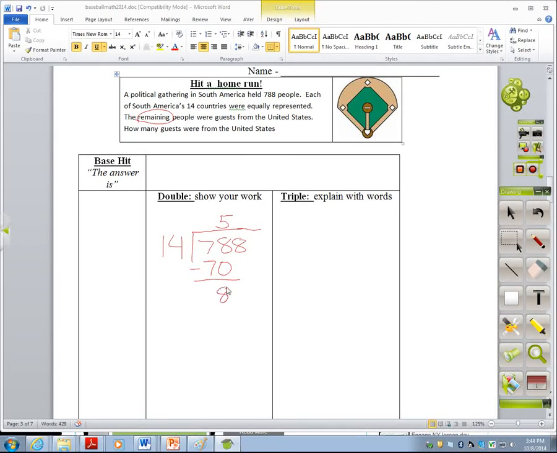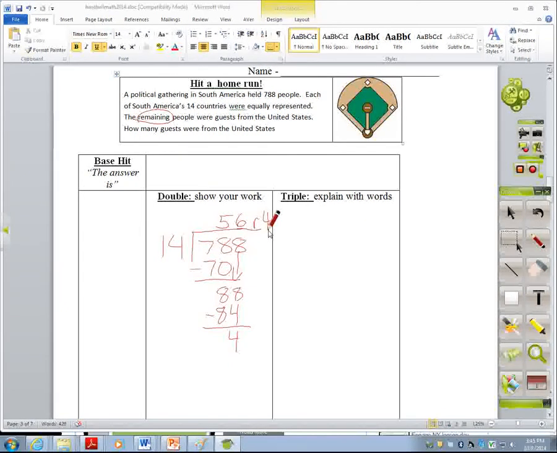So I have this. Now I want to know how many times 14 goes into 88. 7 will be too much. Well, 5 was close. I bet it's a little bit bigger than 5. How about 6? 5 times 14 was 70, so 6 times 14 would be 70 plus another 14, which is 84. Okay, so there's a remainder of 4.